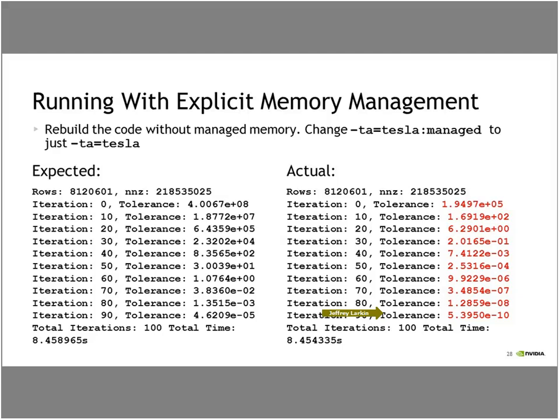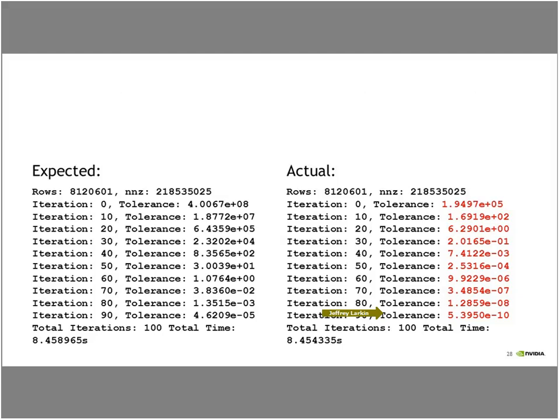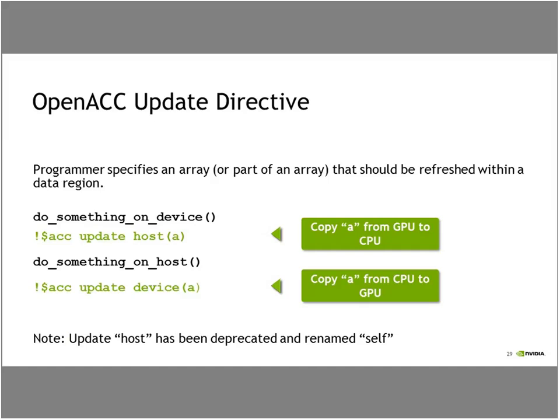So if I make changes on the CPU, I want to reflect that to the GPU, or vice versa. I've done a bunch of computation on the GPU, and I want to move it down to the CPU. And we do that using an update directive. If you happen to be an experienced CUDA programmer, you can think of an update directive very much as a call to CUDA memcopy.